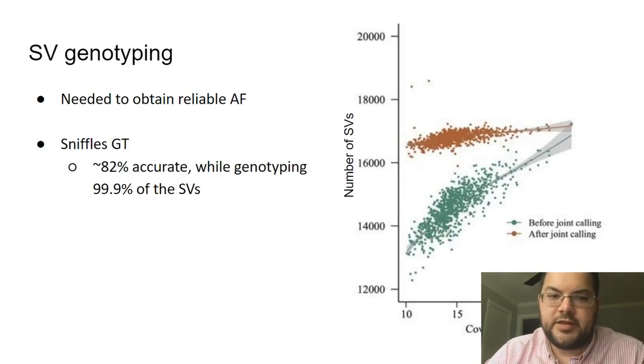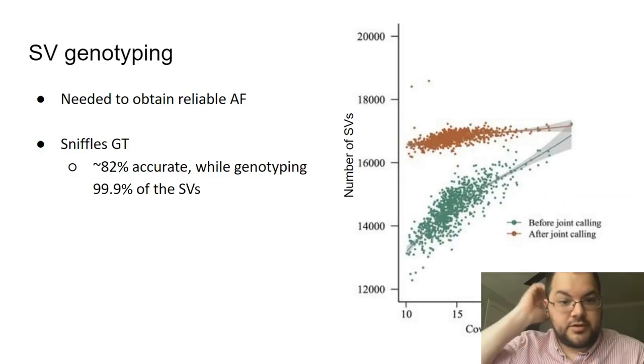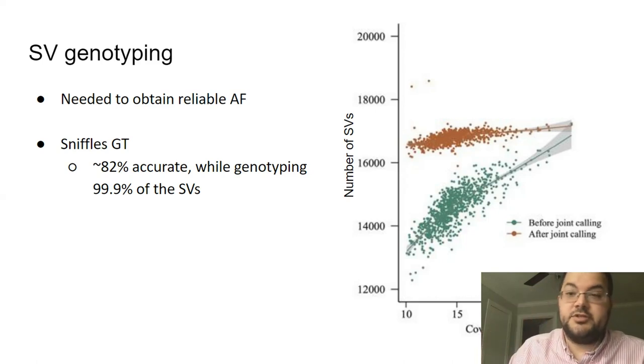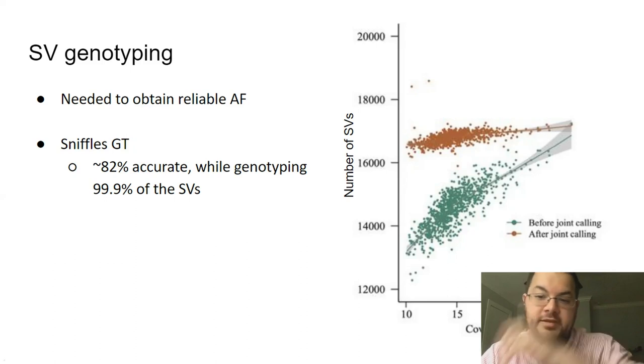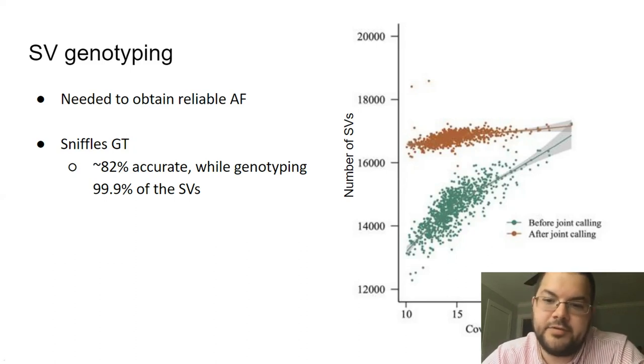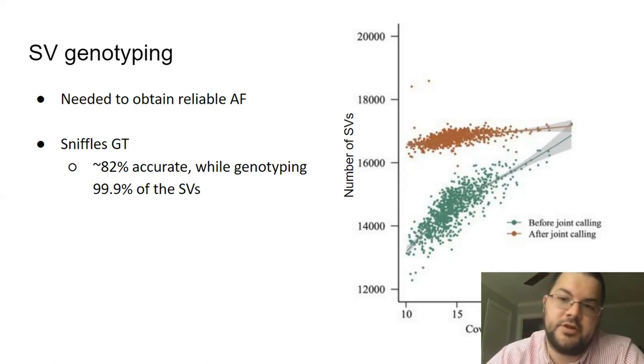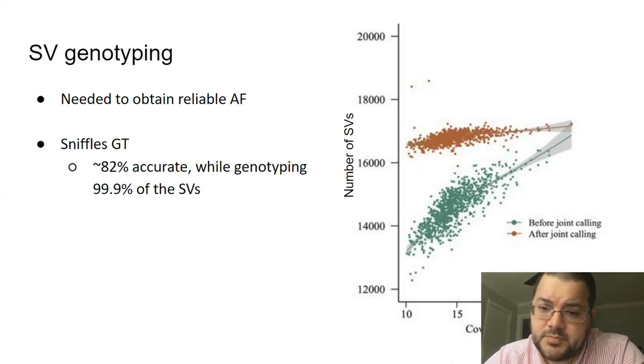The other thing that was necessary to obtain accurate calls was also a genotyping approach for the structural variants. On the right side, I'm showing you the reason for that. Our samples that we sequenced were on average around 12 to 15x coverage, which of course is not a lot, but we are speaking about early days of Nanopore, quite frankly, and hard to manage samples.